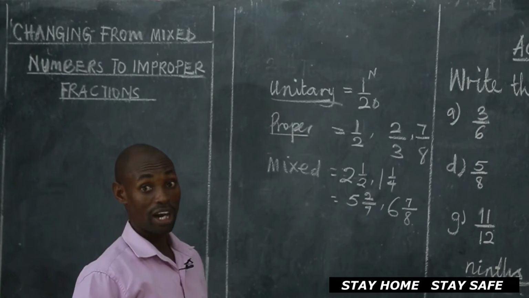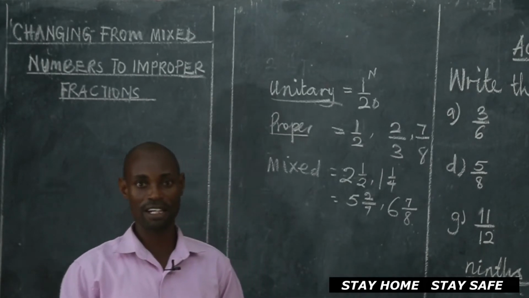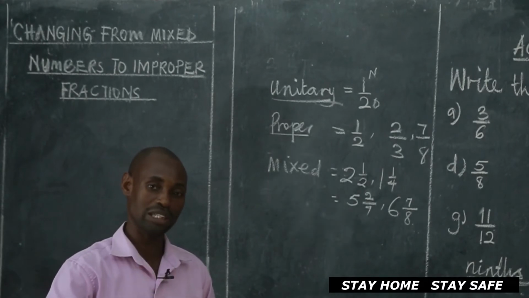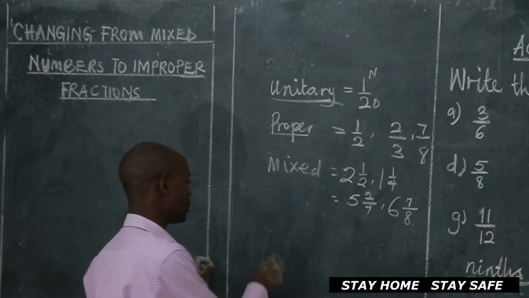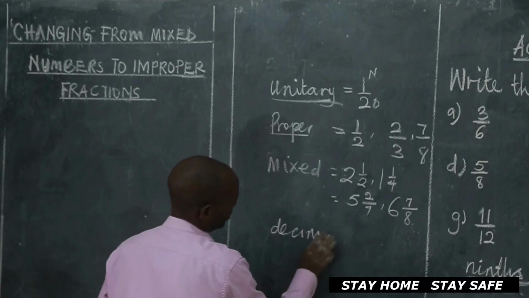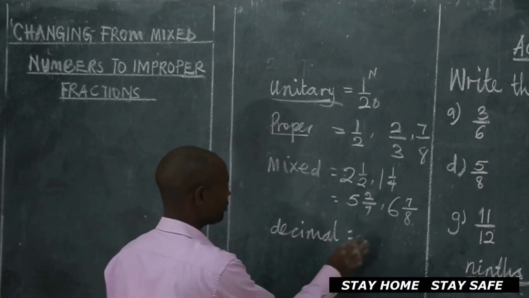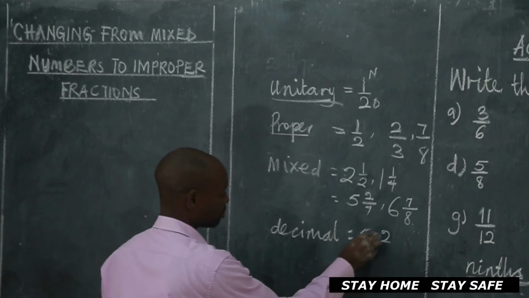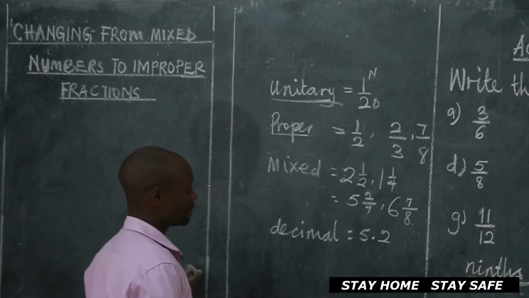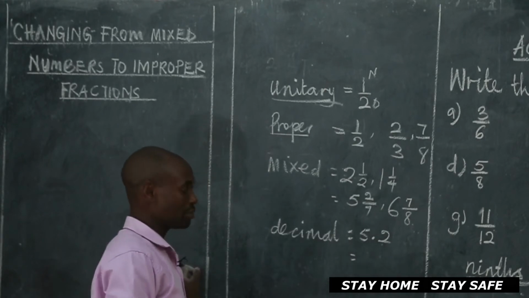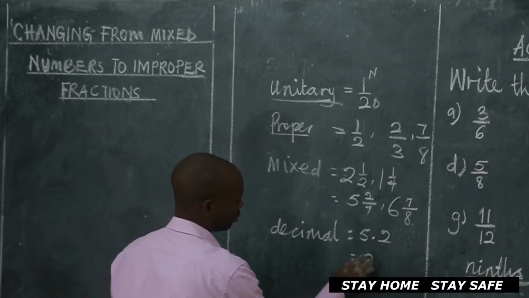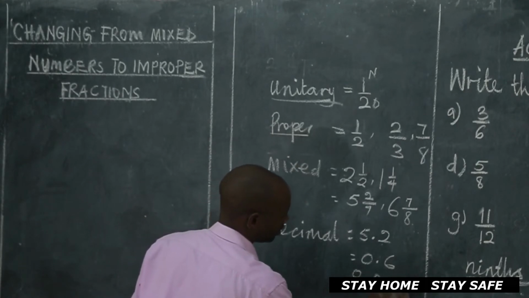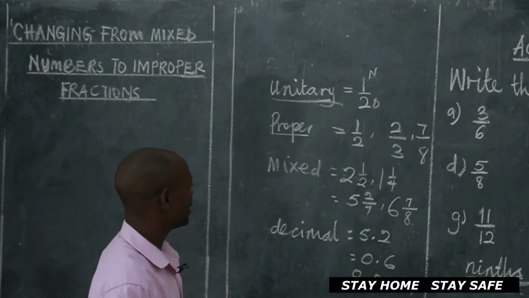Wonderful. Then we have also decimal fractions. These are fractions that have got a decimal point in them. For example, we can have 5.2. Okay, because of this point, it becomes now a decimal fraction. What else do we have? We have 0.6, we have 0.0009, and very many others.